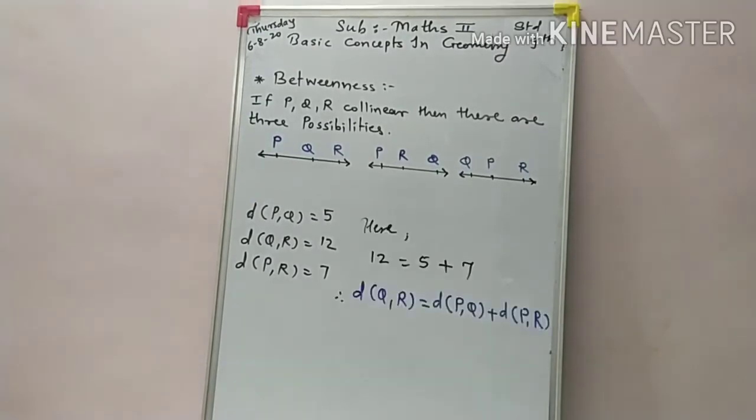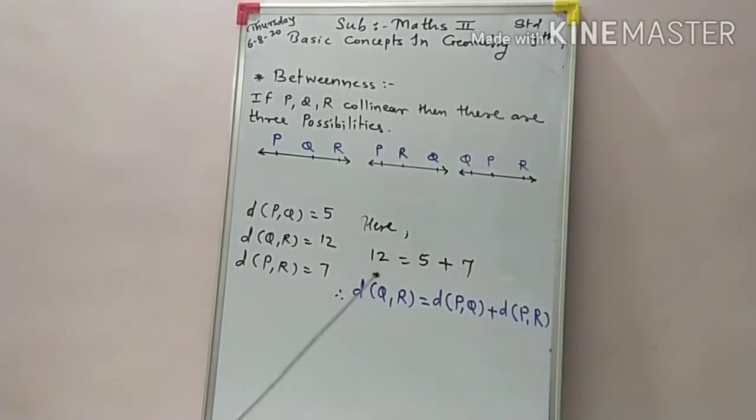And then how do we decide which point lies in between the other two? That we see here. So here we write the greatest value 12 equal to the sum of the other two smaller values, and hence 12, the distance QR, equals distance PQ plus distance PR. So first it confirms that the 3 points are collinear, and then we have to decide which point lies in between the other two. Here we get distance PQ plus distance PR equal to distance QR. So in this addition, we have one common point, and which one is the common point?